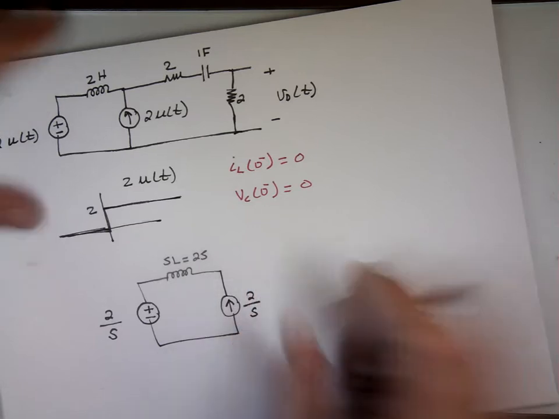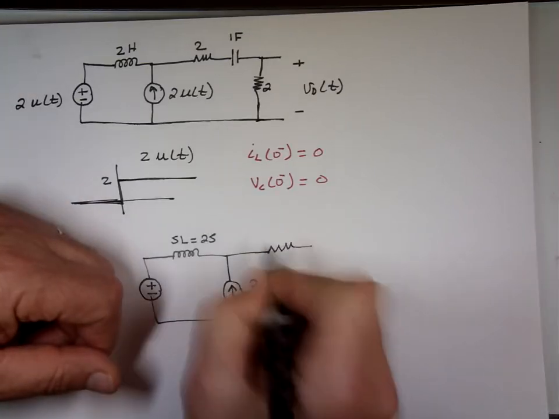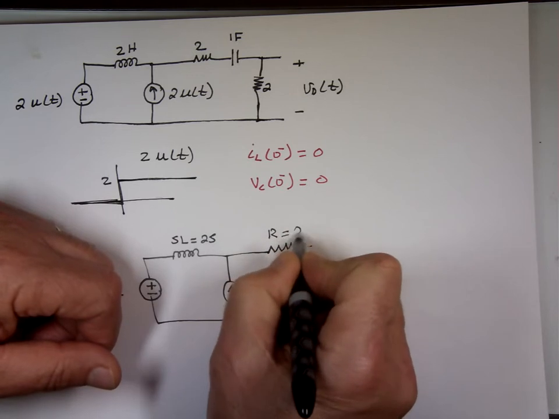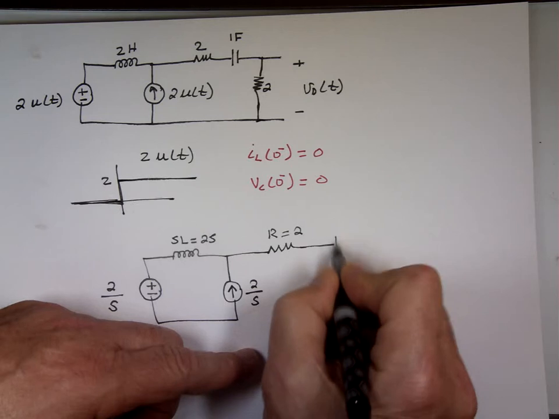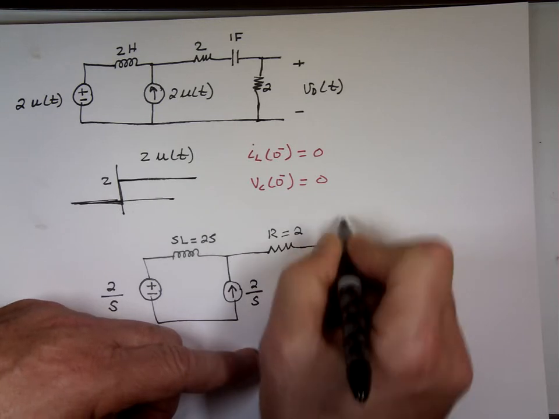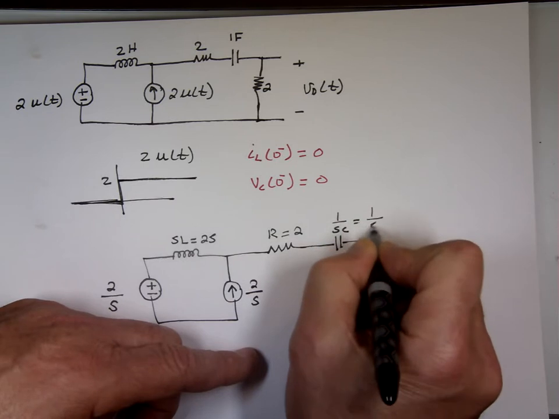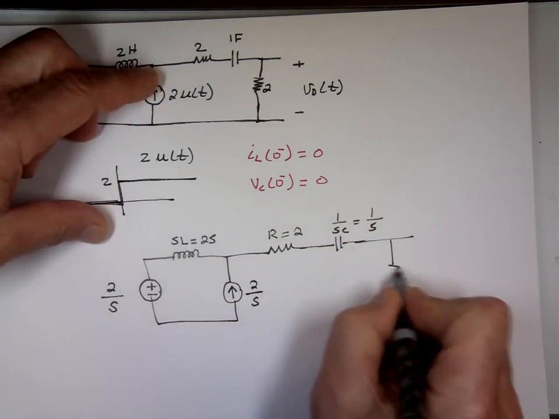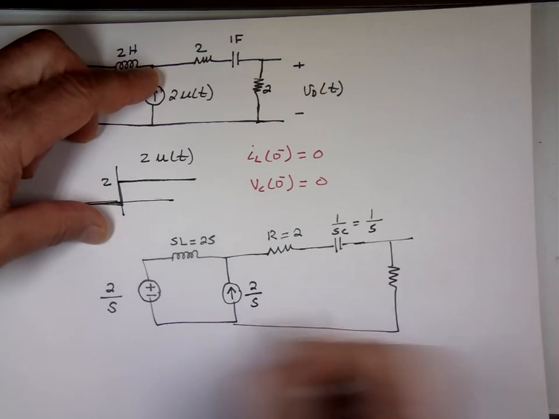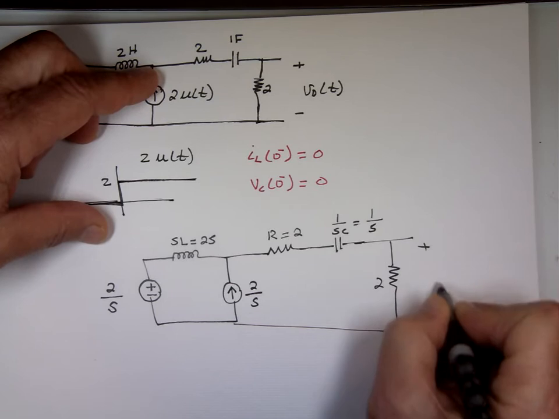The resistor stays the same. The Laplace of R is still R. And the Laplace of the capacitor is 1 over SC. So that's 1 over S, C is 1. And this is still 2. And now this voltage here will be my voltage as a function of S.